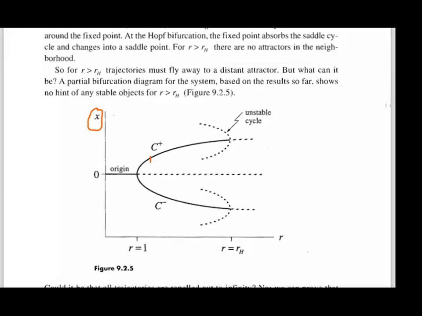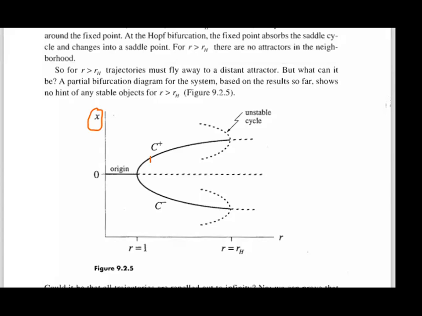Does the origin become unstable, right? No, it's a saddle. Let me check that. So, R between 0 and 1, the origin is stable. Bigger than 1, what happened to the origin? Origin is unstable, or you calculated delta.